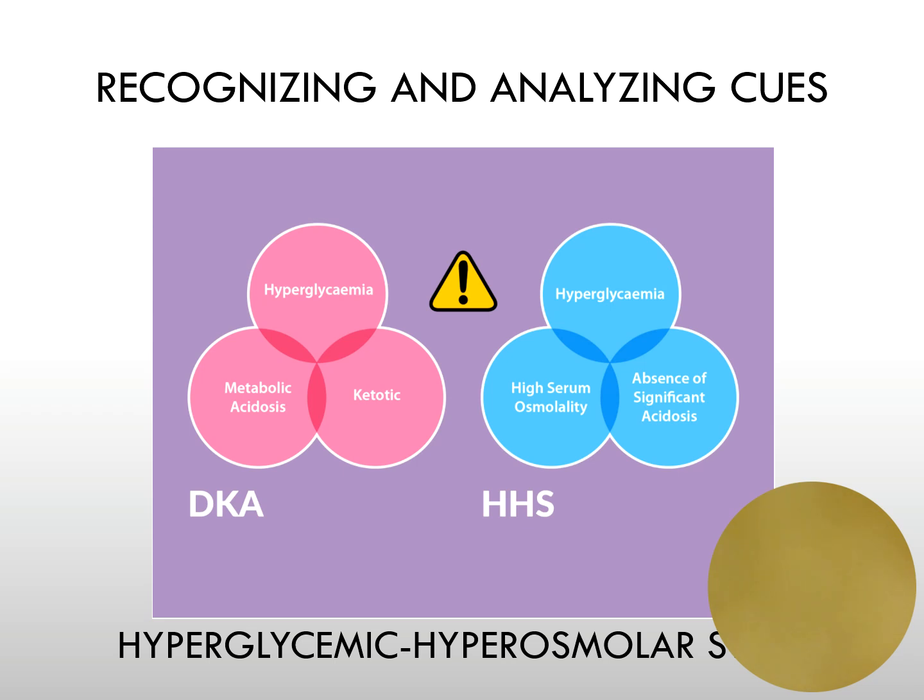These clients may also have confusion to a coma. They may have seizures and reversible paralysis because of that high serum osmolarity over 350. HHS occurs most often in older adults with type 2 diabetes who do not know they have diabetes. Mortality rates are as high as 16%.